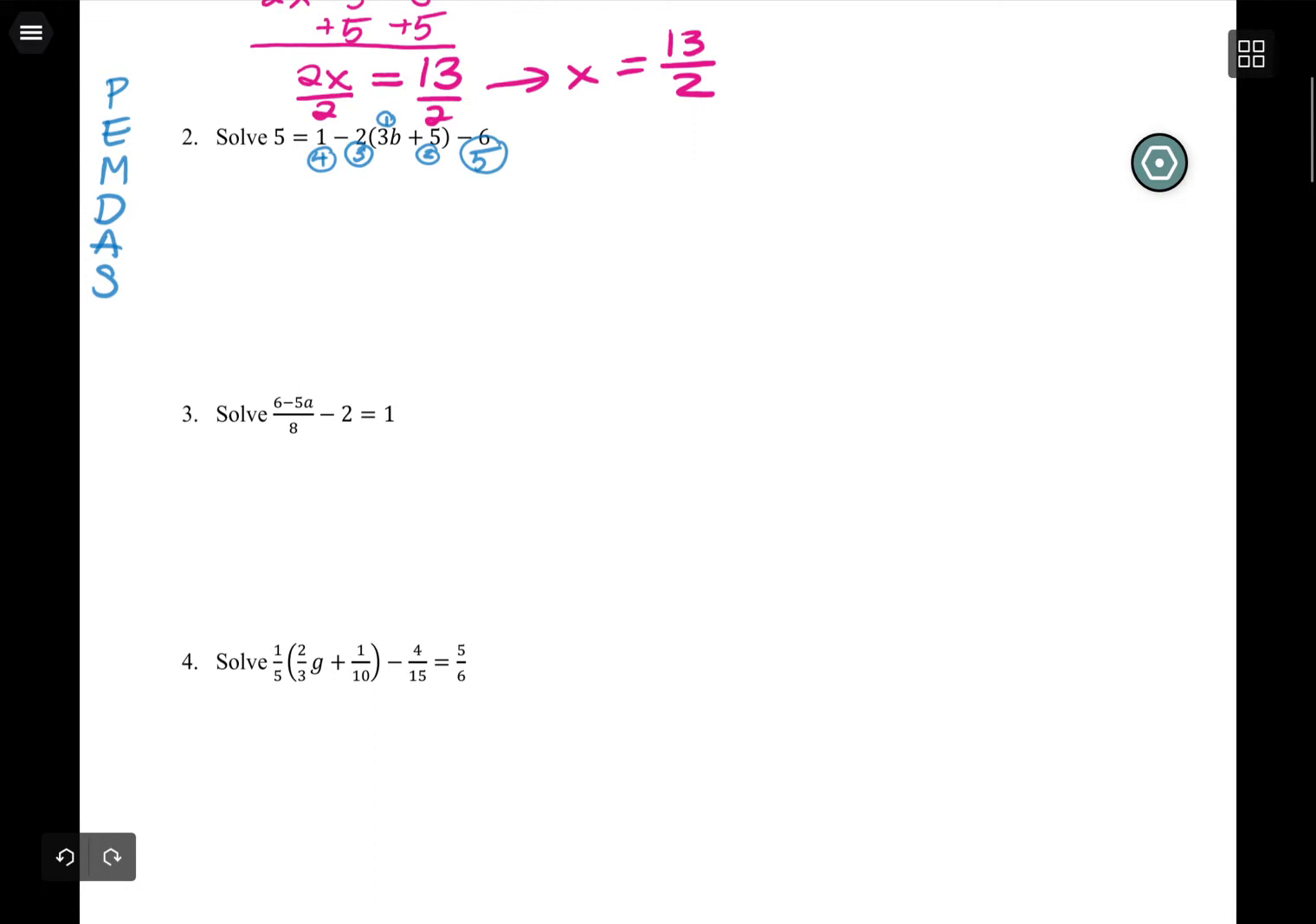So what I want to do is first get rid of the 6. I don't think I like where I wrote these. Let me move them up so that I can write down below this thing. Okay, so the last thing happening is I subtract 6. The first thing I'm going to do is get rid of that by using the inverse operation, which is addition. So I get 11 equals 1 minus 2 times 3b plus 5.